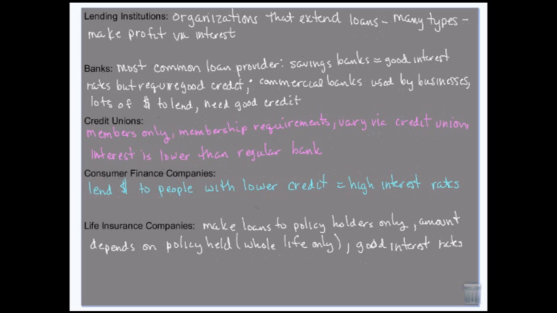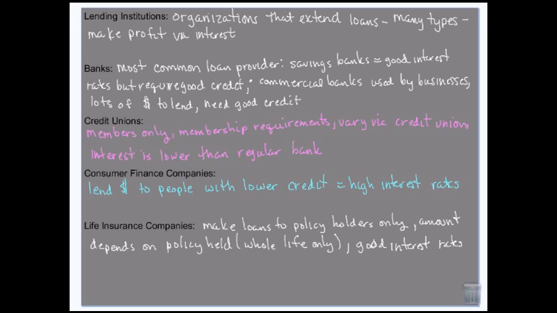Okay, so any company that loans money is a lending institution. So a bank, credit union, a pawn shop, those cash advance places, those are all lending institutions. Okay, there's a lot of different kinds of lending institutions. I didn't name them all. Banks are the most common loan provider. You have savings banks and commercial banks.